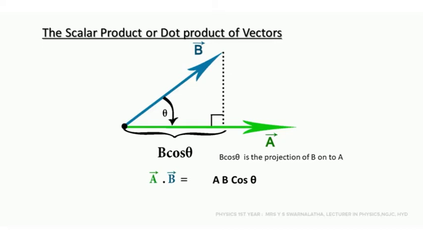Likewise, if we take the vice versa, that means projection of a on b bar and multiplying the magnitude of b bar, we get the same answer. So projection of a bar on b is a cos theta and the magnitude of b bar is b. So multiplying these two, we get ab cos theta. In both situations, we get the same result.